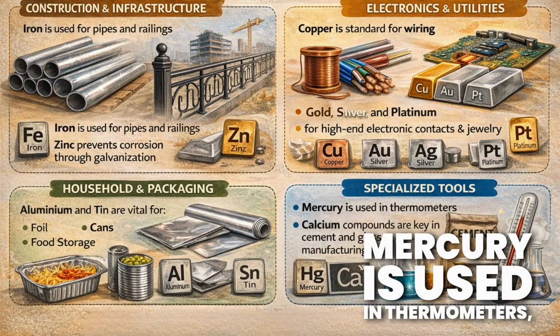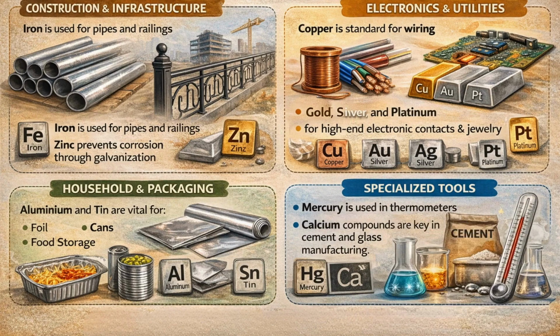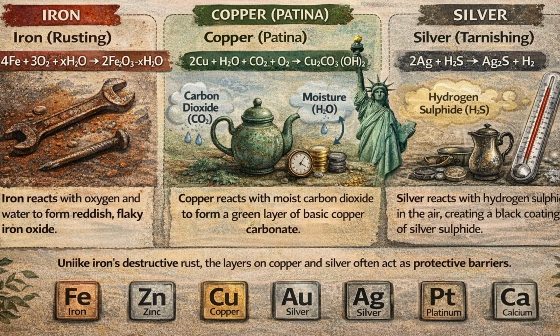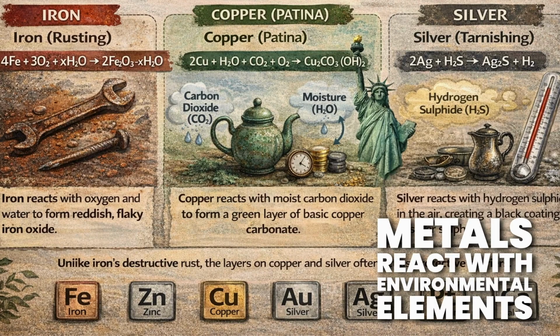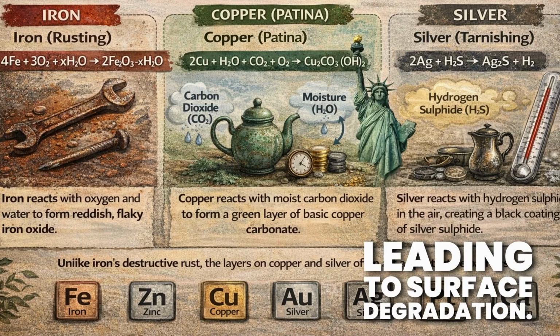Specialized tools. Mercury is used in thermometers, and calcium compounds are key in cement and glass manufacturing. Effect of air and water on metals. Metals react with environmental elements like oxygen and moisture, leading to surface degradation.